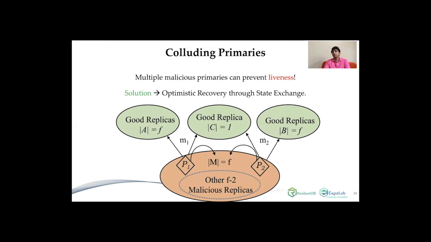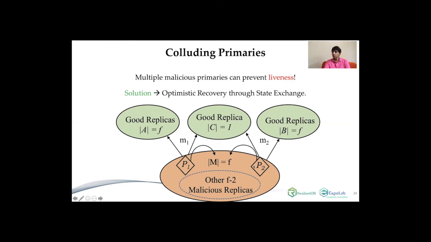So here we'll assume three sets. We'll assume a set A, which is a set of good replicas. There are F good replicas here in A. There's another set B of F replicas, which are also good. And finally, there is one good replica C. So the total count of good replicas in this thing is 2F plus 1. That is as expected. And we'll assume there are F bad replicas. We'll assume a system where there are two malicious primaries, that is P1 and P2, and the remaining malicious replicas are F minus 2. Now, P1 proposes a request M1 to only A and C.